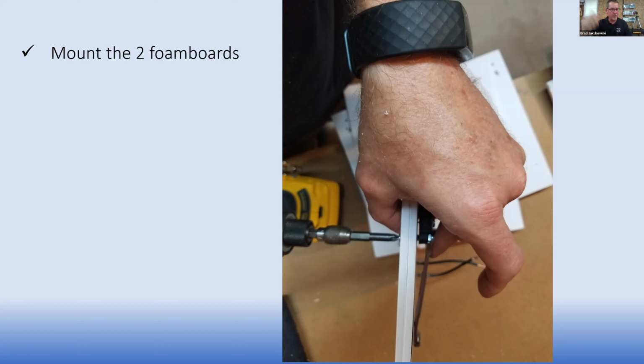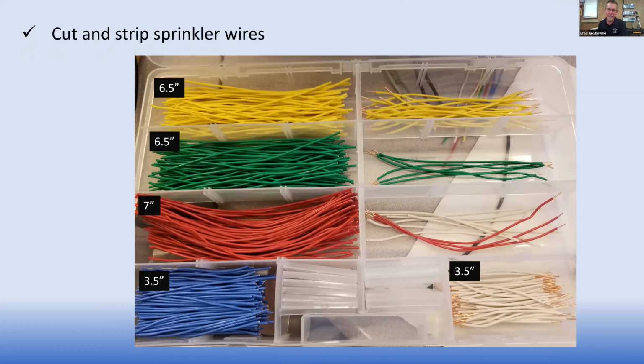Okay, then cut your wire. And here's all the different lengths that I cut: 6.5 inch yellow, green, 7.5 inch or 7-inch 7s, 3.5 inch blue, and whites. You'll use the most of these. If you need anything, you need a lot of white wire that you're going to be using for the commons, and then you'll need everything else there.